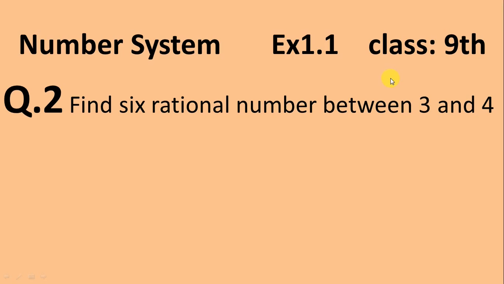In today's class, we will see 9th Mathematics Number System exercise number 1.1 question number 2. Find 6 rational numbers between 3 and 4. We have to find 6 numbers. So, we write here 6 plus 1, that is 7. We can write 3 as 3 by 1 and 4 by 1.